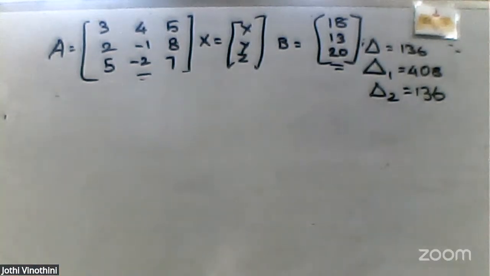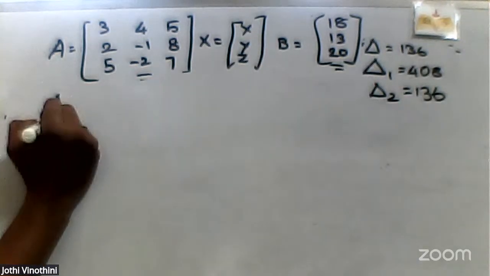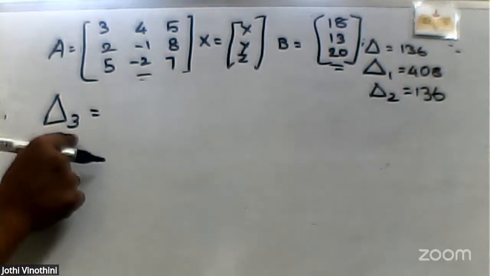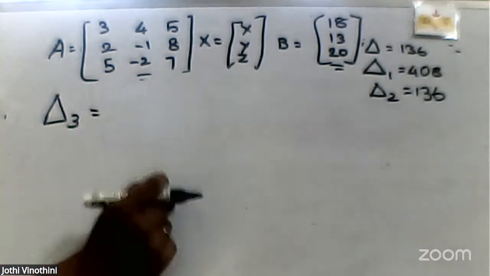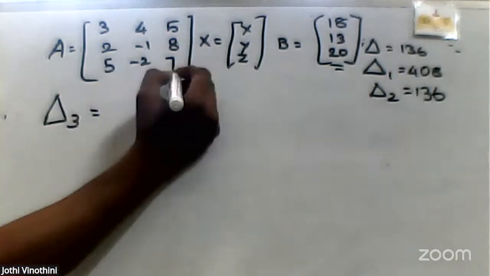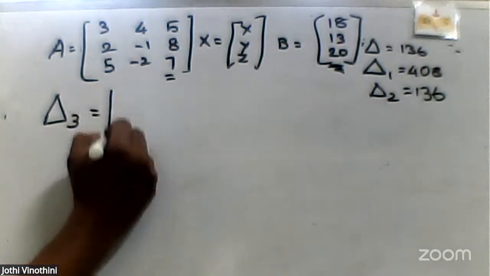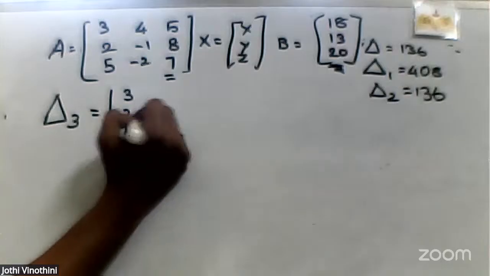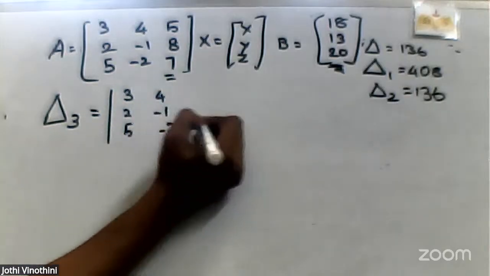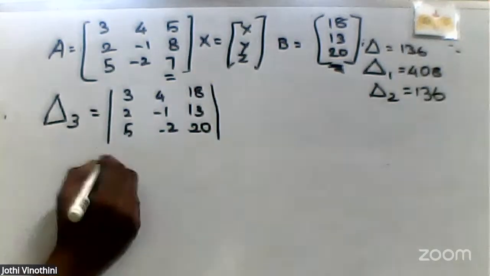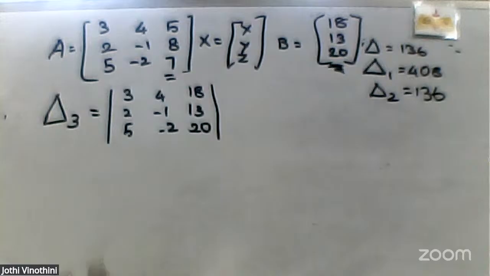Okay. So what do we have to find now? Del 3. Super. So what is del 3? We have to take the elements of matrix A, but replace column 3 with the elements of B. So it is 3, 2, 5; 4, minus 1, minus 2. What are the elements from B? 18, 13 and 20. We are going to take the determinant, right?